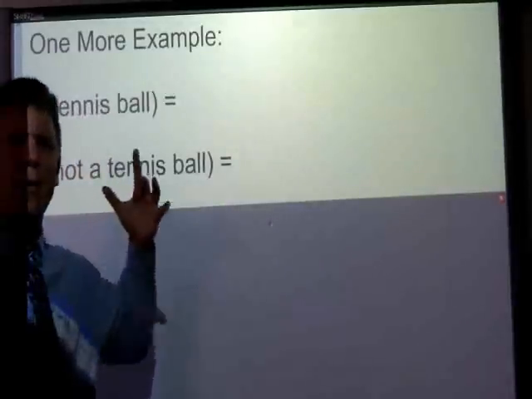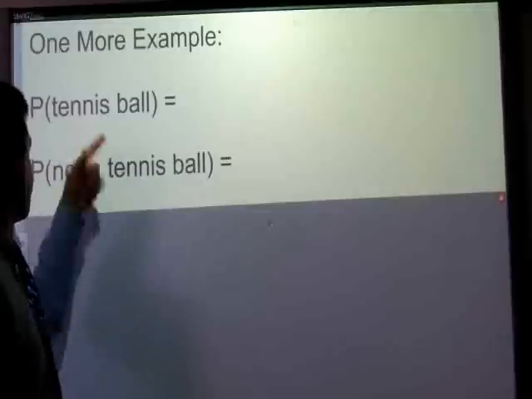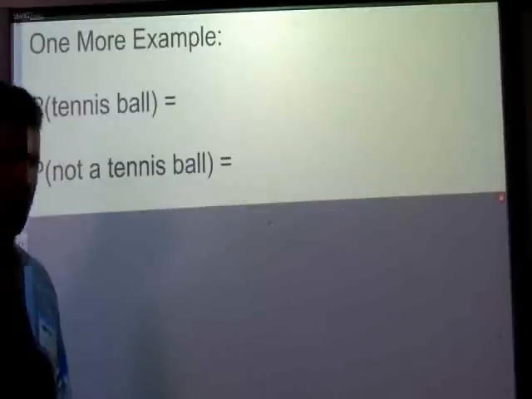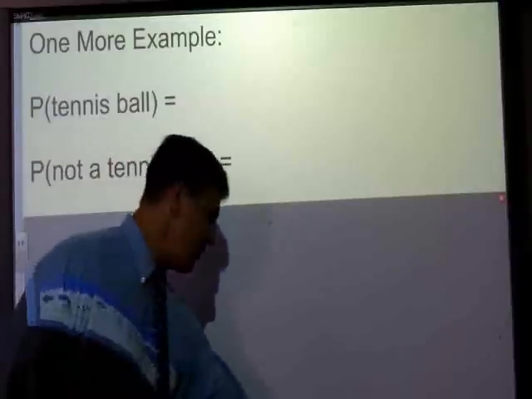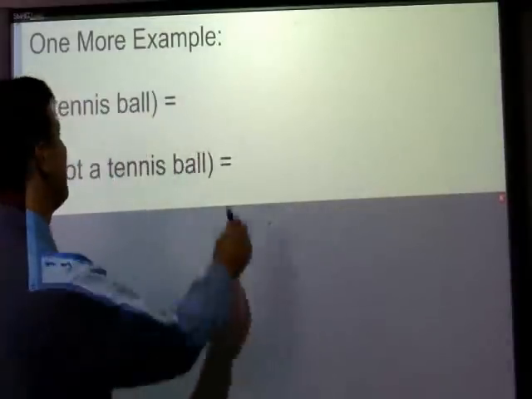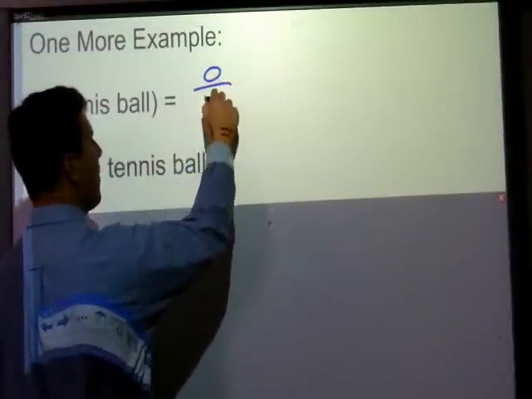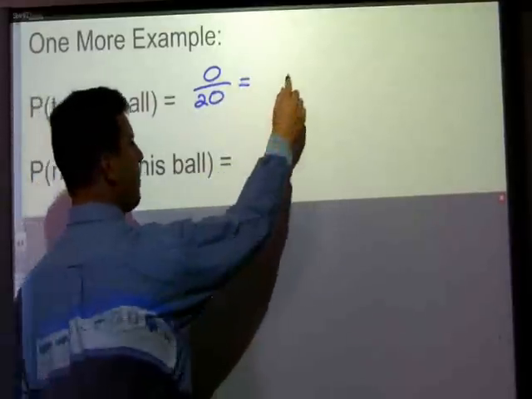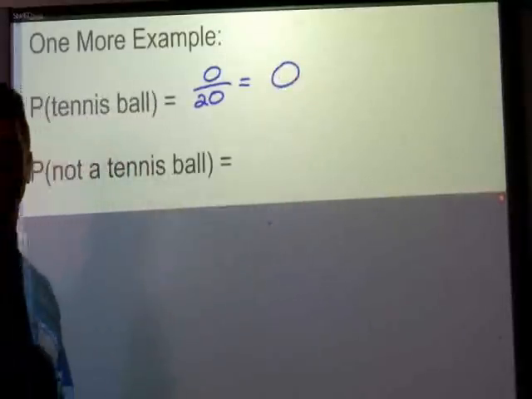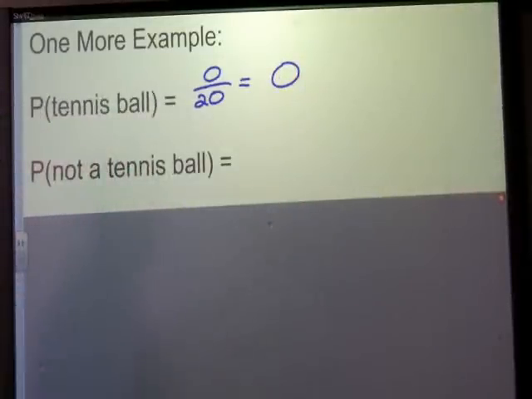Here's another example, going back to the same thing. Let's say I'm in line and I want a tennis ball. What is the probability I'm going to get a tennis ball? Well, if you recall, there are no tennis balls. So the number of favorable outcomes is 0 out of 20 total outcomes, and we know 0 divided by anything is 0. It's kind of a dumb problem. There's a point to it.